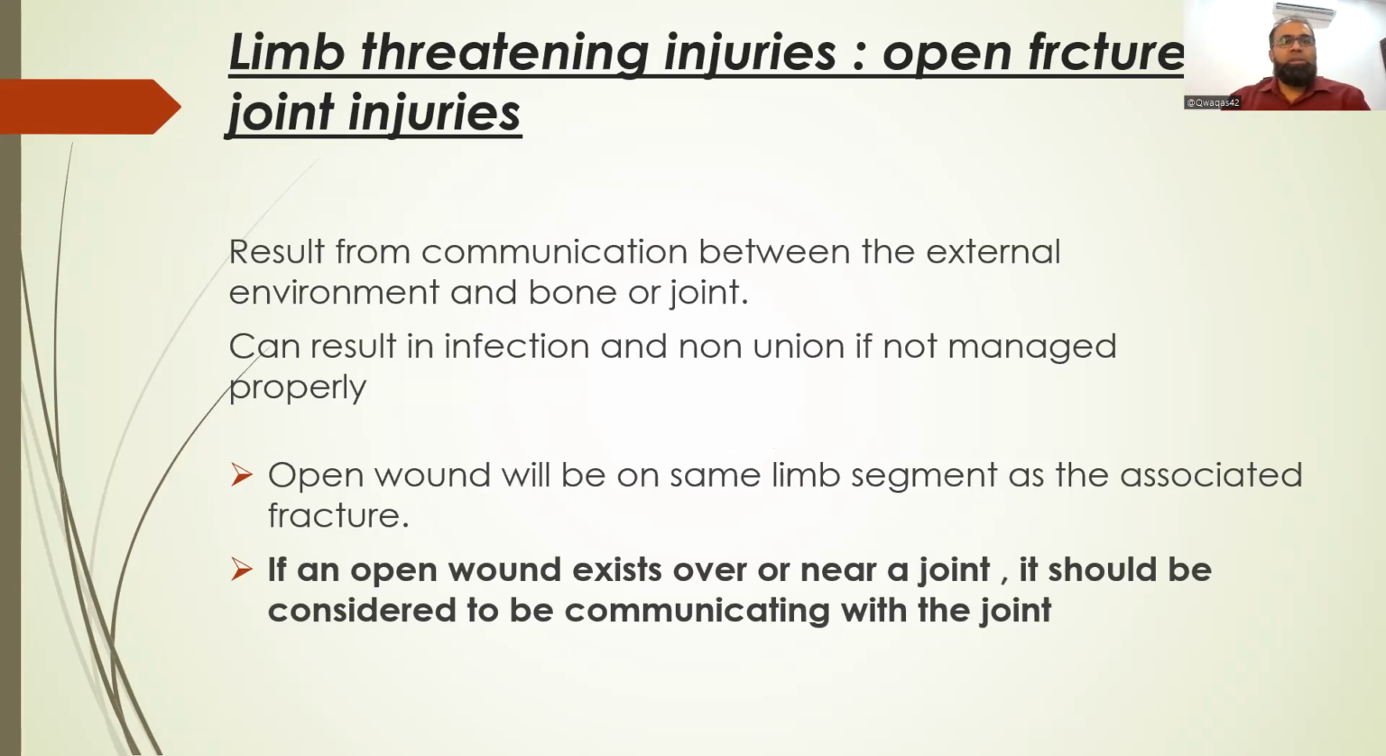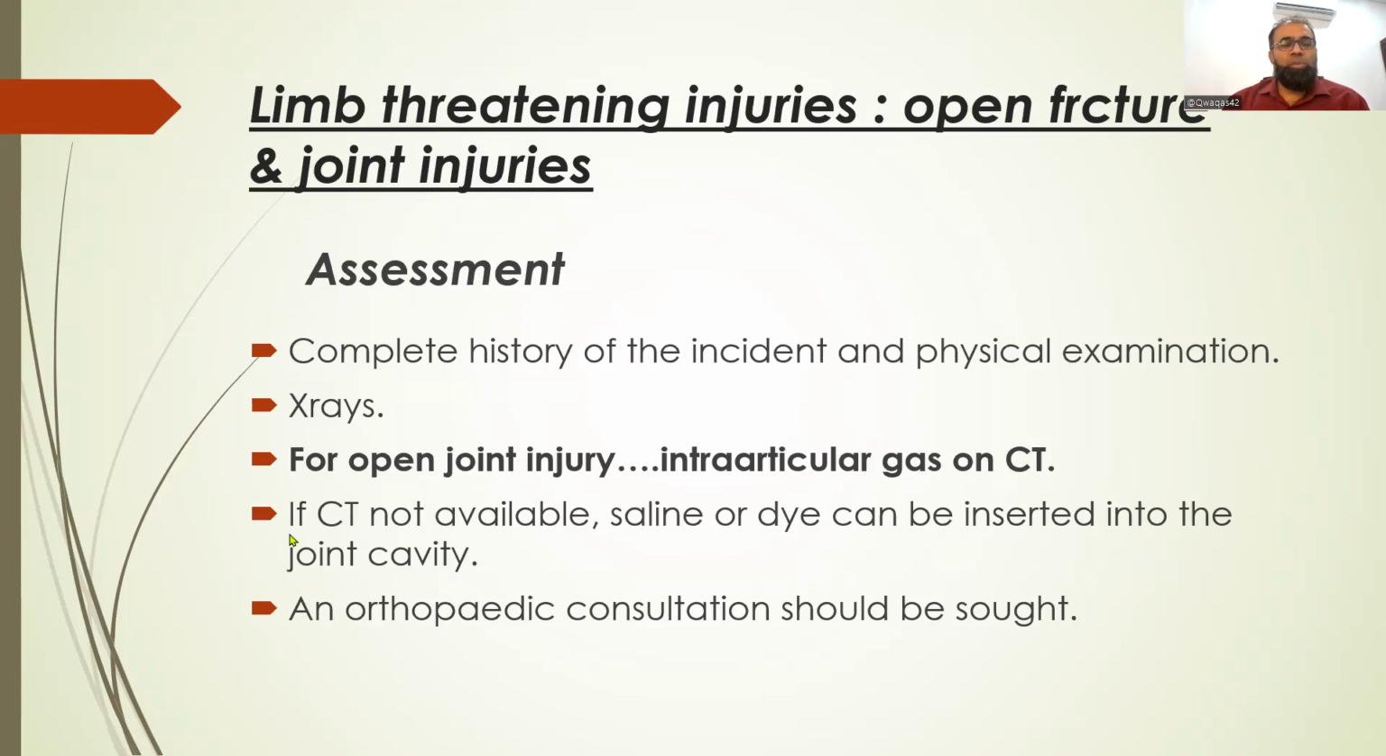So first of all, you may have an open fracture. If there's a fracture and there's a wound, it should be considered an open fracture. For open joint injury, you can have intra-articular gas on CT scan. Or if CT is not available, you can put a dye in the joint and take an X-ray. And if the dye is present in the joint, the wound is communicating with the joint and it needs to be washed.